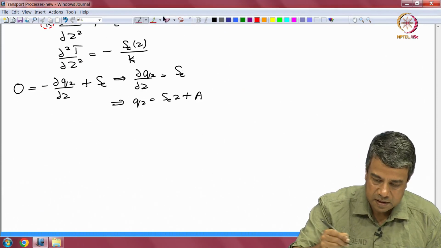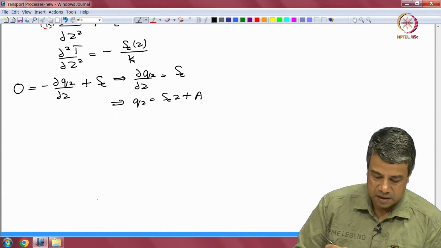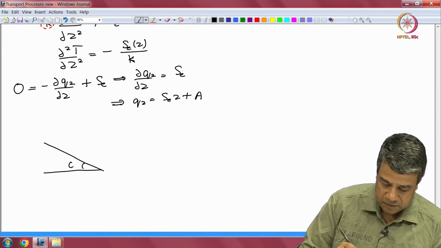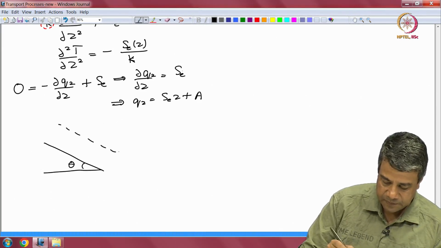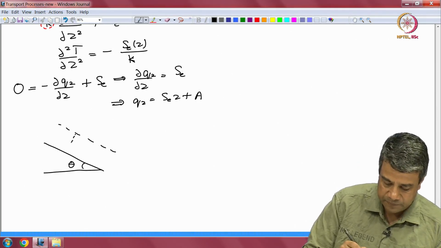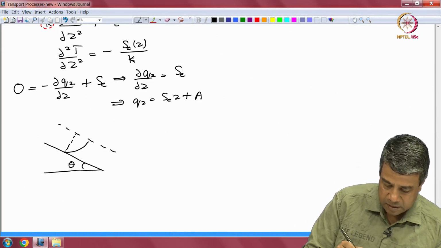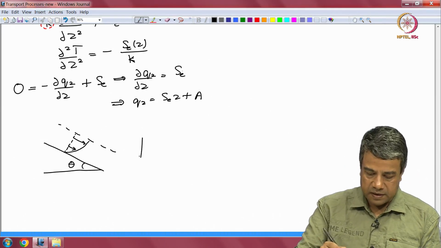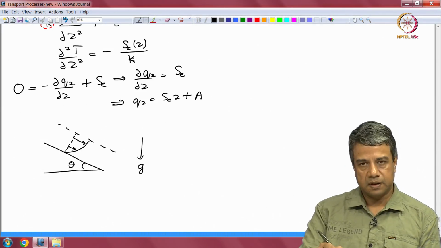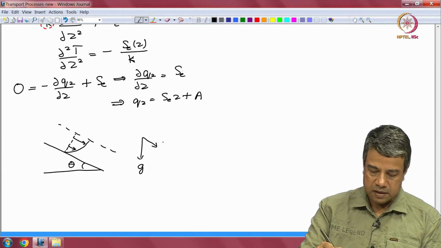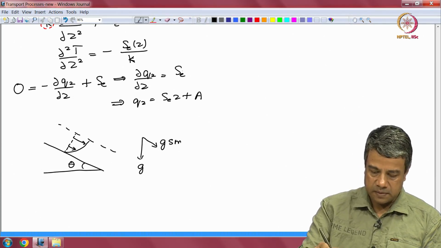So, now we will consider another example of transport due to a source or a sink, and that is flow down an inclined plane, inclined at an angle theta to the horizontal. And because of gravitational acceleration, I will have the flow down the plane. The gravitational acceleration is g. The acceleration along the flow direction will be g sin theta.